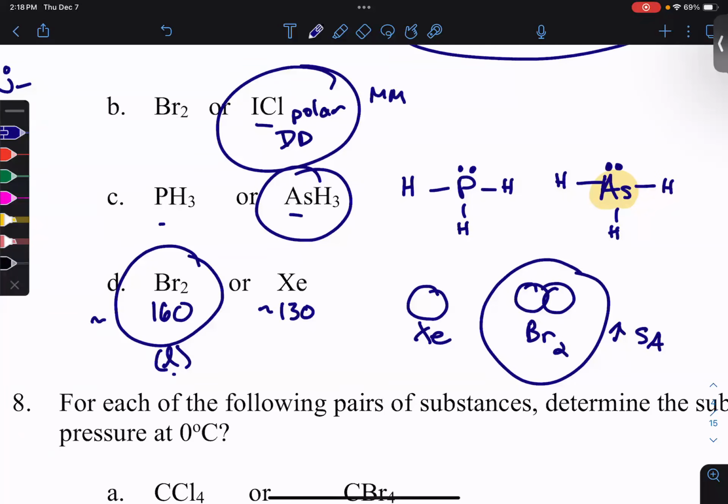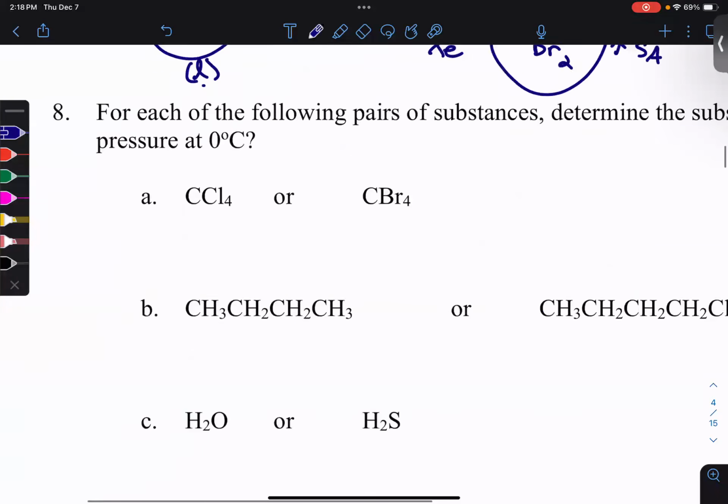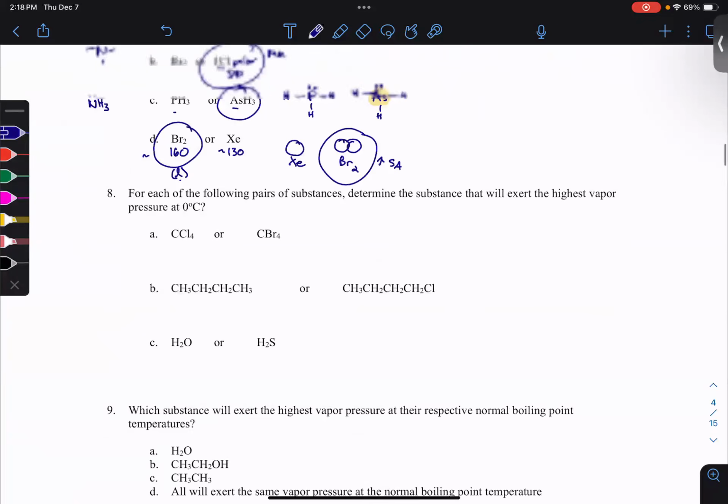Comparing to the boiling points that we can get from just thinking about what these substances adopt at room temperature. Okay, all right. So for each of these pairs of substances, which substance exerts the higher vapor pressure? So really, what is this question asking? Which one has lower IMF? So it's literally the exact same question as we've been doing before, all right?